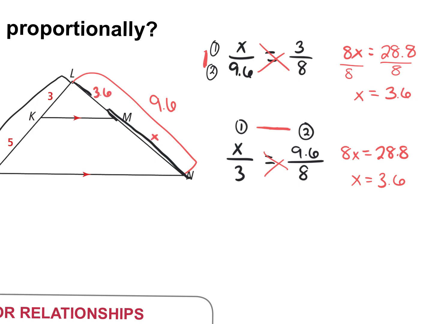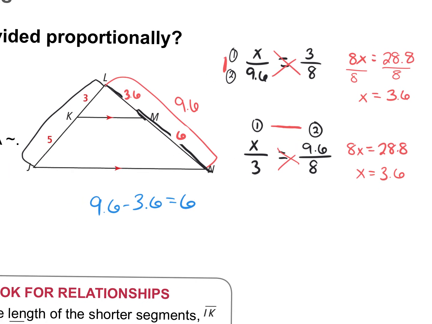How could I find MN? I could subtract them. Could I also set up new proportions? Yep, but what's probably easier is just take 9.6 minus 3.6, which is 6. So this side length over here is 6. The other part I want to talk about here that's new is we're not used to these parallel symbols.